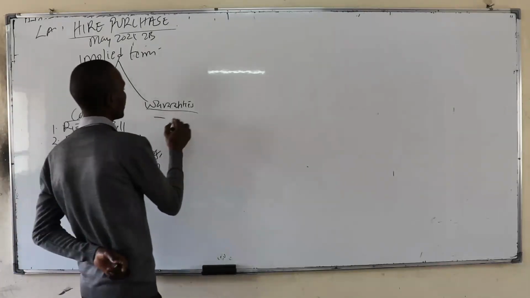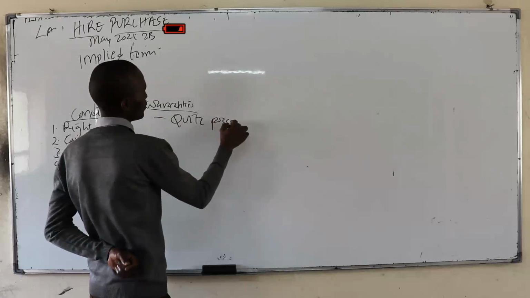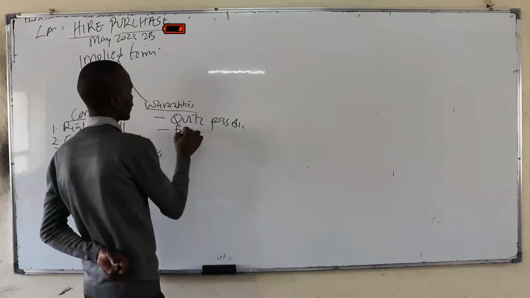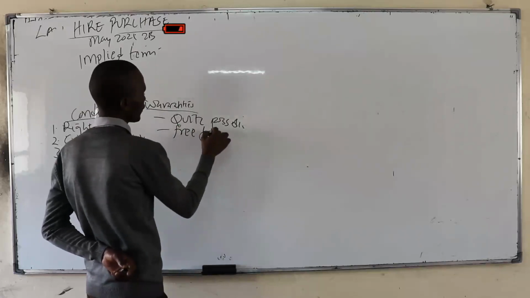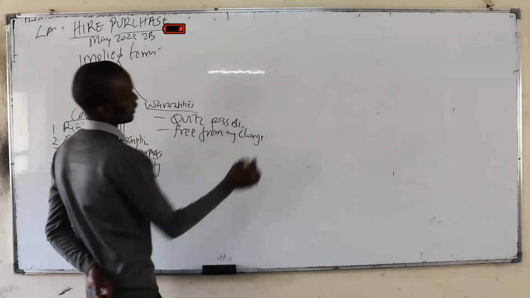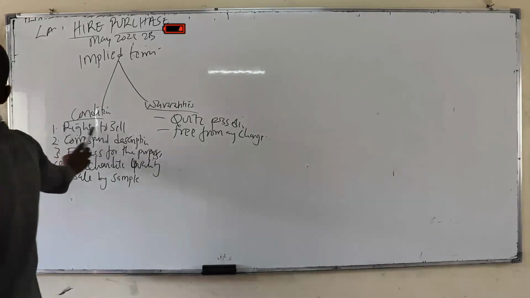Then here we have 2 warranties: quiet possession, and free from any charge. So those are the ones you are supposed to explain there. So if Lilian Pendo is given that, it implies that he has the right to sell that medicine, okay?